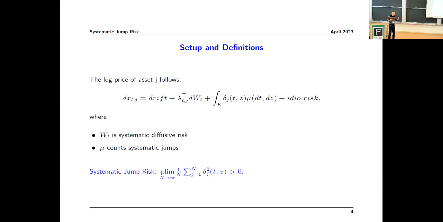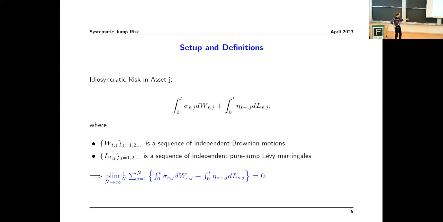So the way people have thought about systematic jump risk till now is that you say, okay, there's some set of factors which we know are systematic, and then you look at how stocks react at those times when some of these factors jump, and that's what a systematic jump is. But you might also imagine situations where we don't have this type of factor structure, and that's what I'm after.